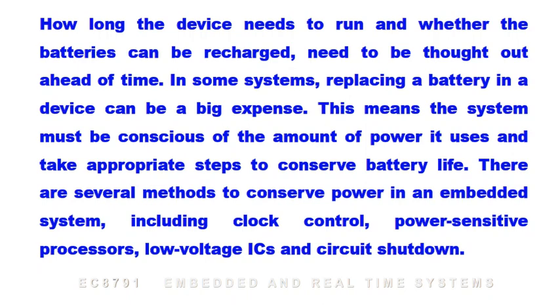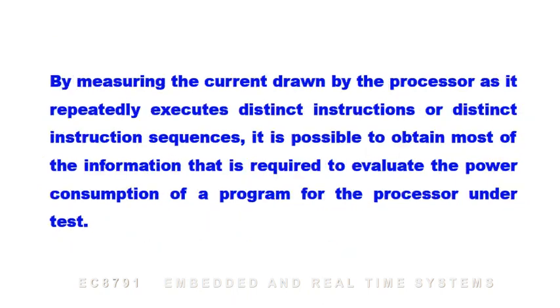This means the system must be conscious of the amount of power it uses and take appropriate steps to conserve battery life. There are several methods to conserve power in an embedded system, including clock control, power sensitive processors, low voltage integrated ICs, and circuit shutdown.